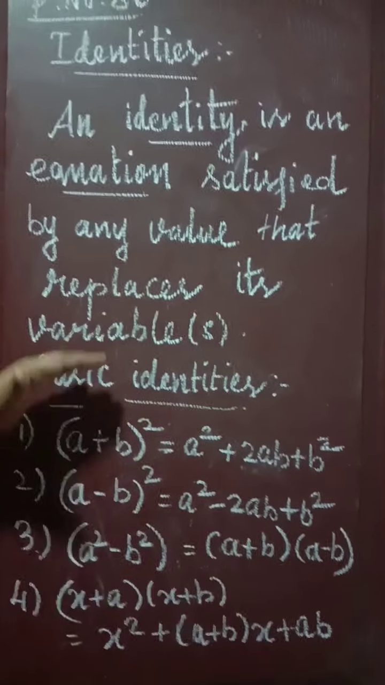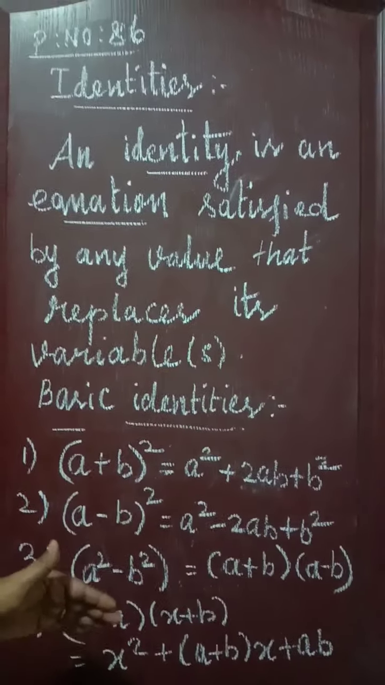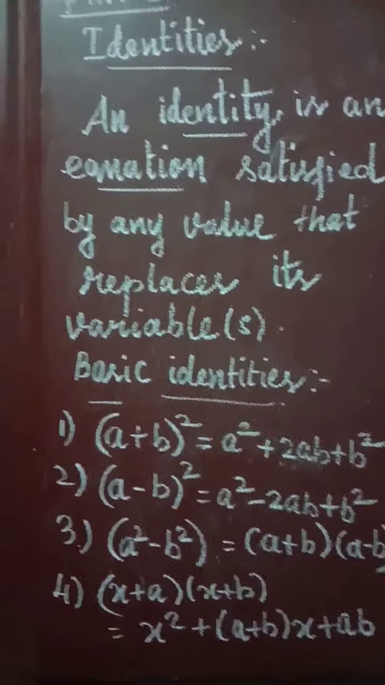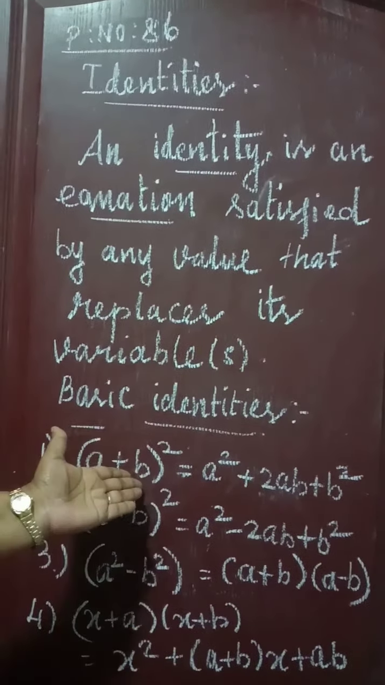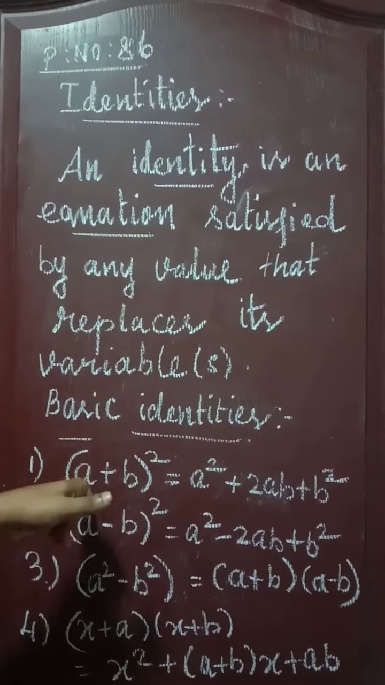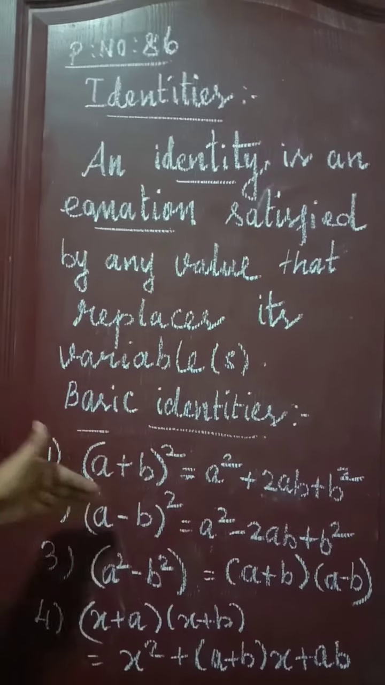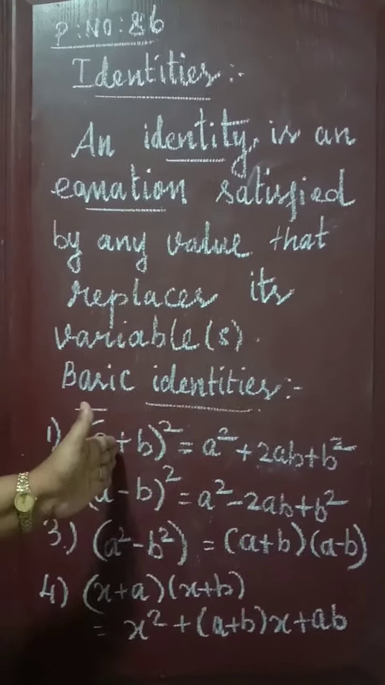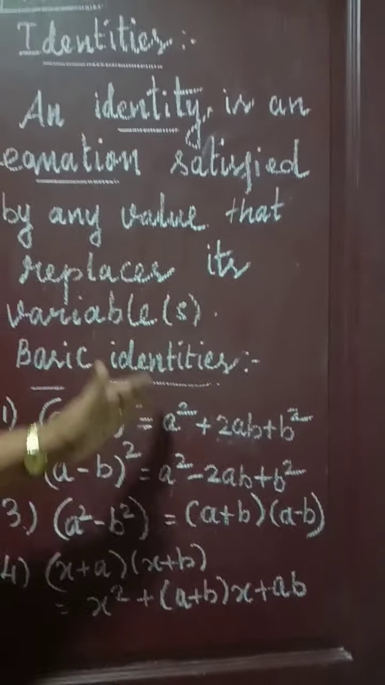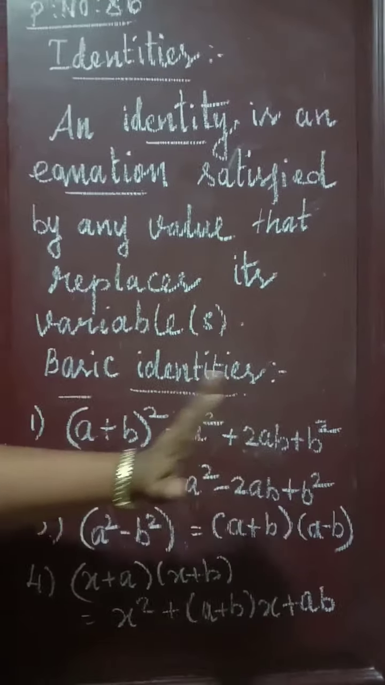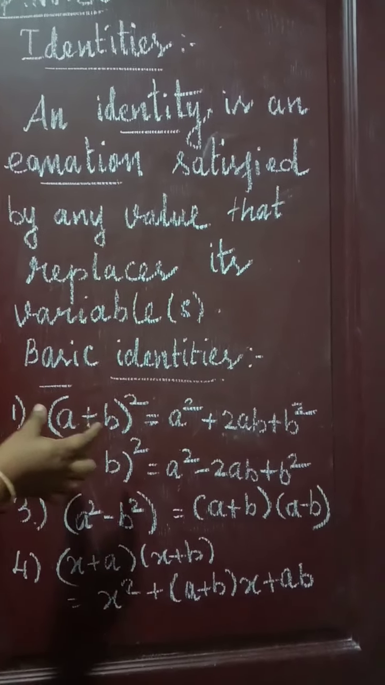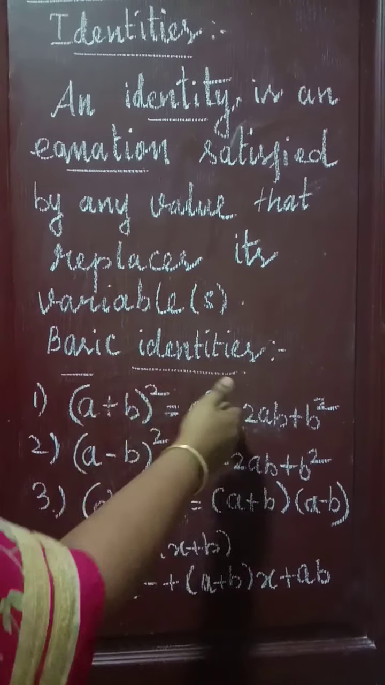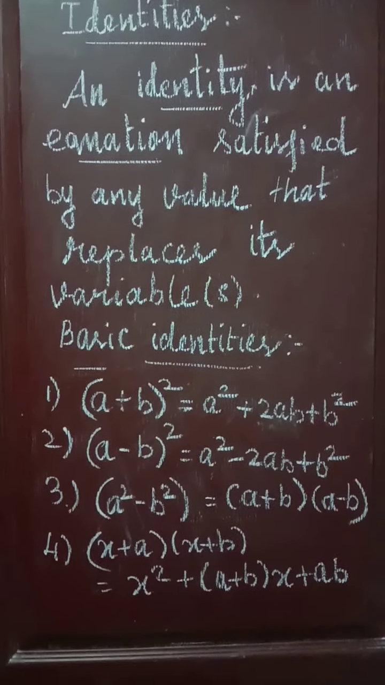Here, four identities are given. What is called an identity? It is an equation. If we give any value for the variable, one value for A and one value for B, and the two answers are the same. This (a plus b) the whole squared is equal to a squared plus 2ab plus b squared. If we give any value for a and b, after that these two sides are the same, it is called an identity.